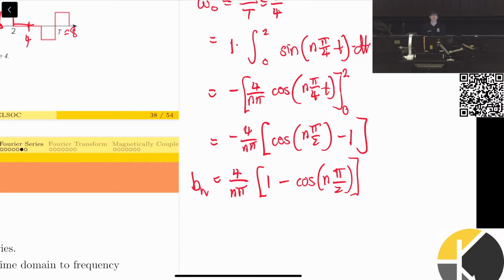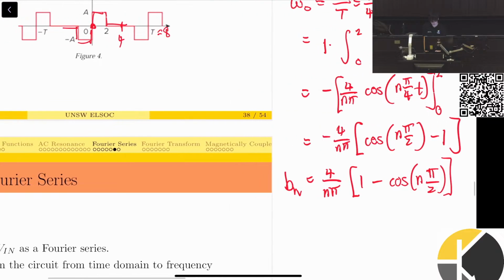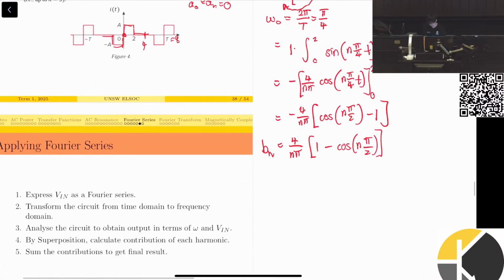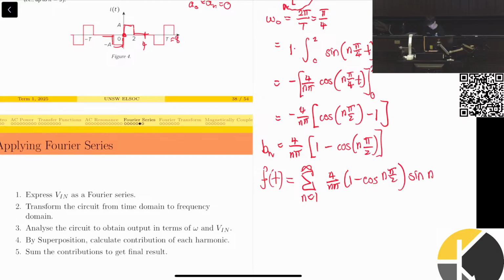Does anyone have any questions about how I found Bn? All right. So to write the final answer, we have the sum from n equals 1 to infinity of 4 over n pi, 1 minus cos n pi on 2 times sine n pi on 4 t. Great.